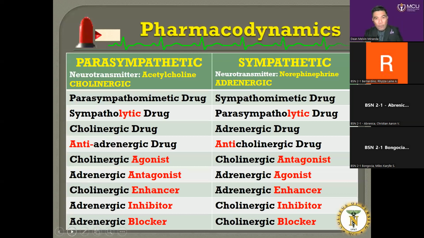You don't need to memorize all of this. All you have to do is analyze every classification of drugs and explain it with the use of anti, the concept of lytic, mimic. That will guide you further on this classification, and the agonist and antagonist as well. So for example, cholinergic agonist: agonist means promote, stimulate, and cholinergic is associated with parasympathetic, so it's more on parasympathetic. If it is a cholinergic antagonist, it contradicts cholinergic, it contradicts the parasympathetic.